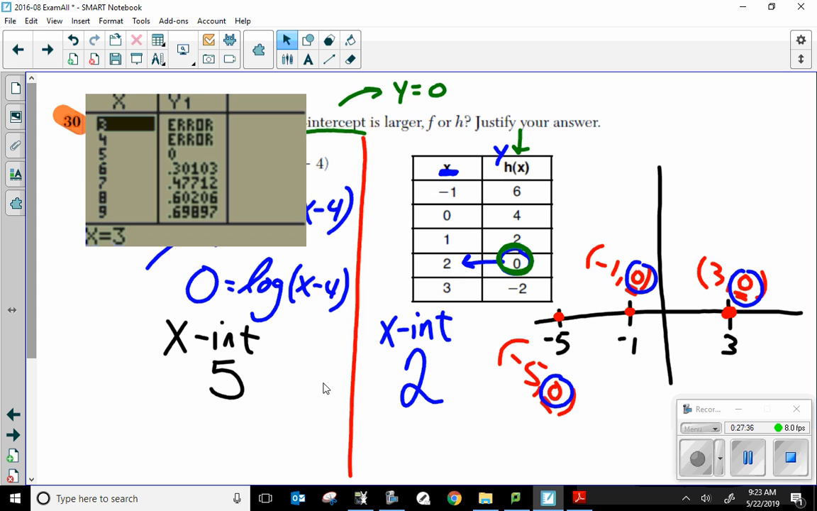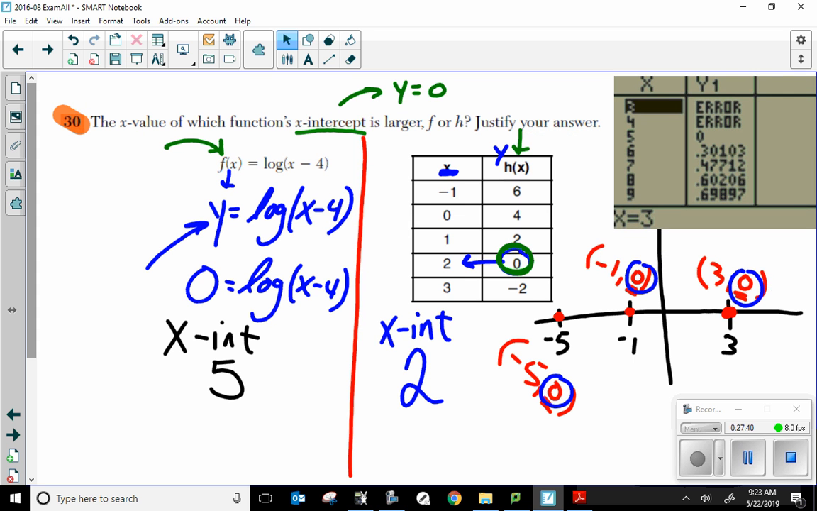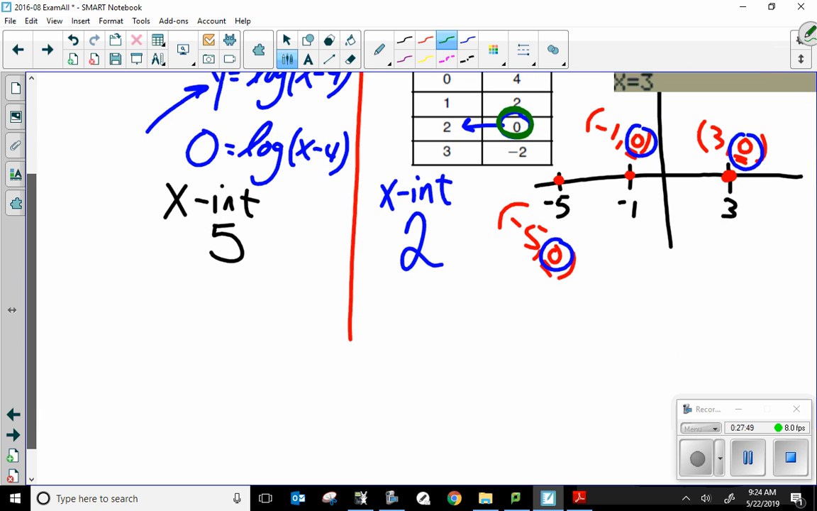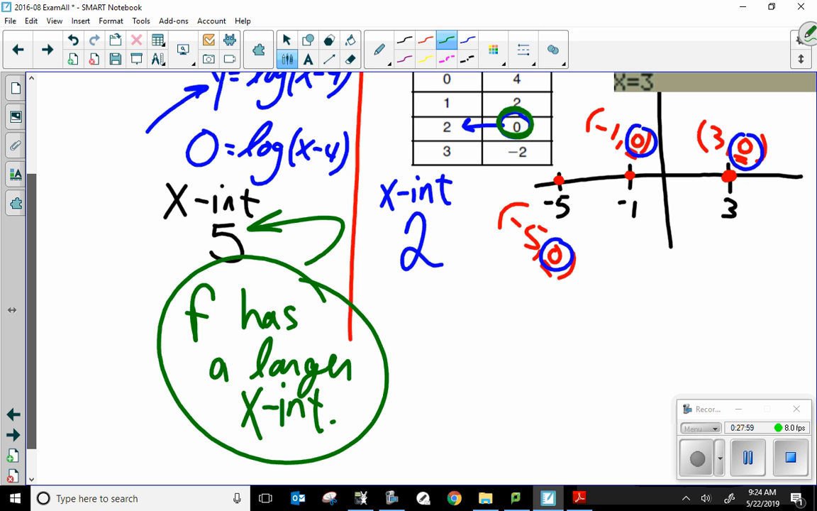Now we didn't answer the problem yet, okay? Because it says which function's x-intercept is larger, f or h. You need to answer. F has a larger x-intercept, and it's 5.